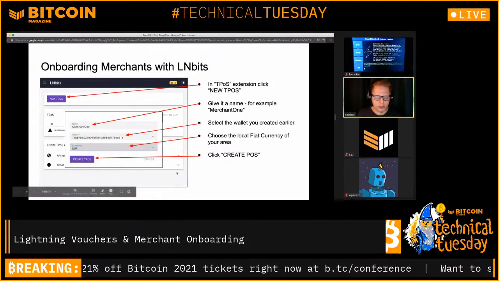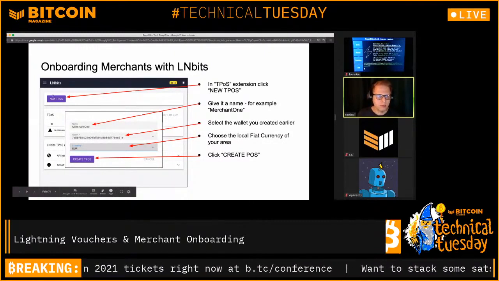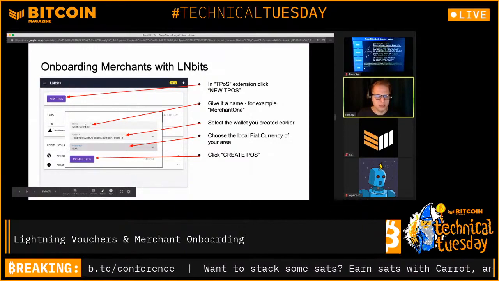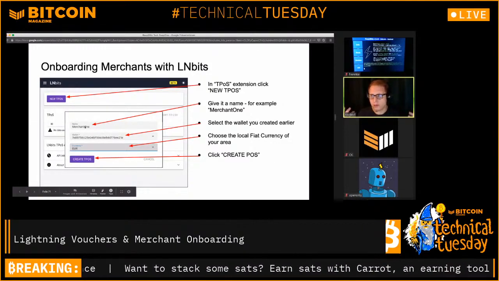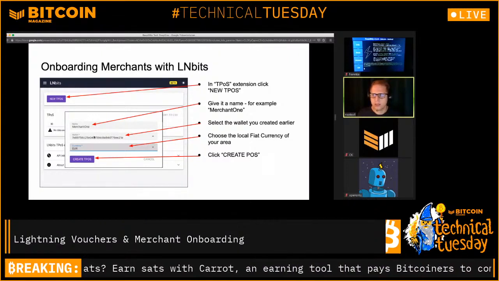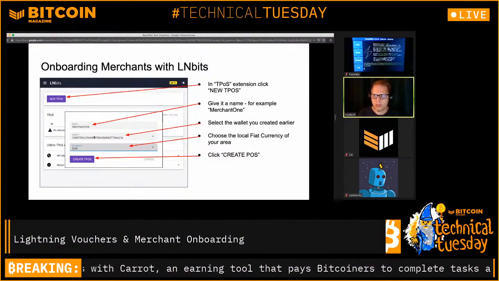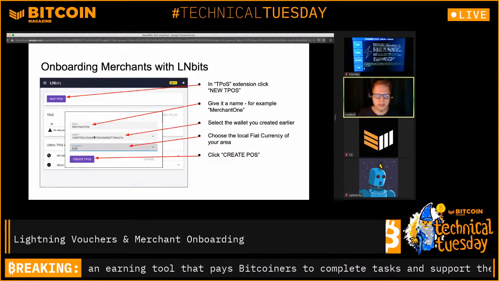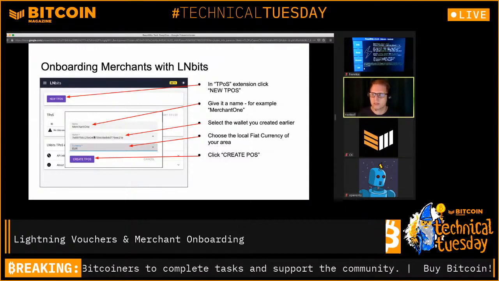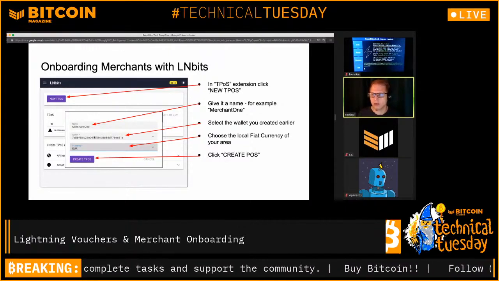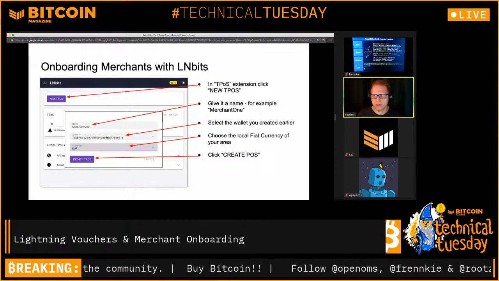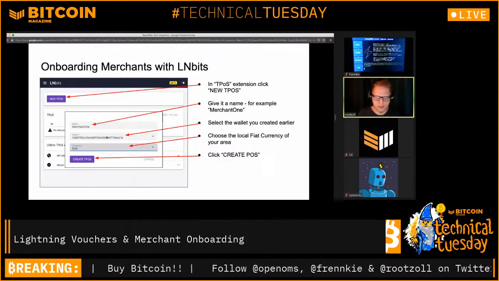When you're here on the TPOS plugin, you just click the button New TPOS. This form comes up and you give it a name like Merchant 1 or maybe even the name of the store. Then you select the wallet where the funds should go if somebody pays at the store. This is the wallet that we just created. You don't need to fund it first because this is about receiving, not about sending or giving out funds. So you just pick the merchant wallet we created in the step before.